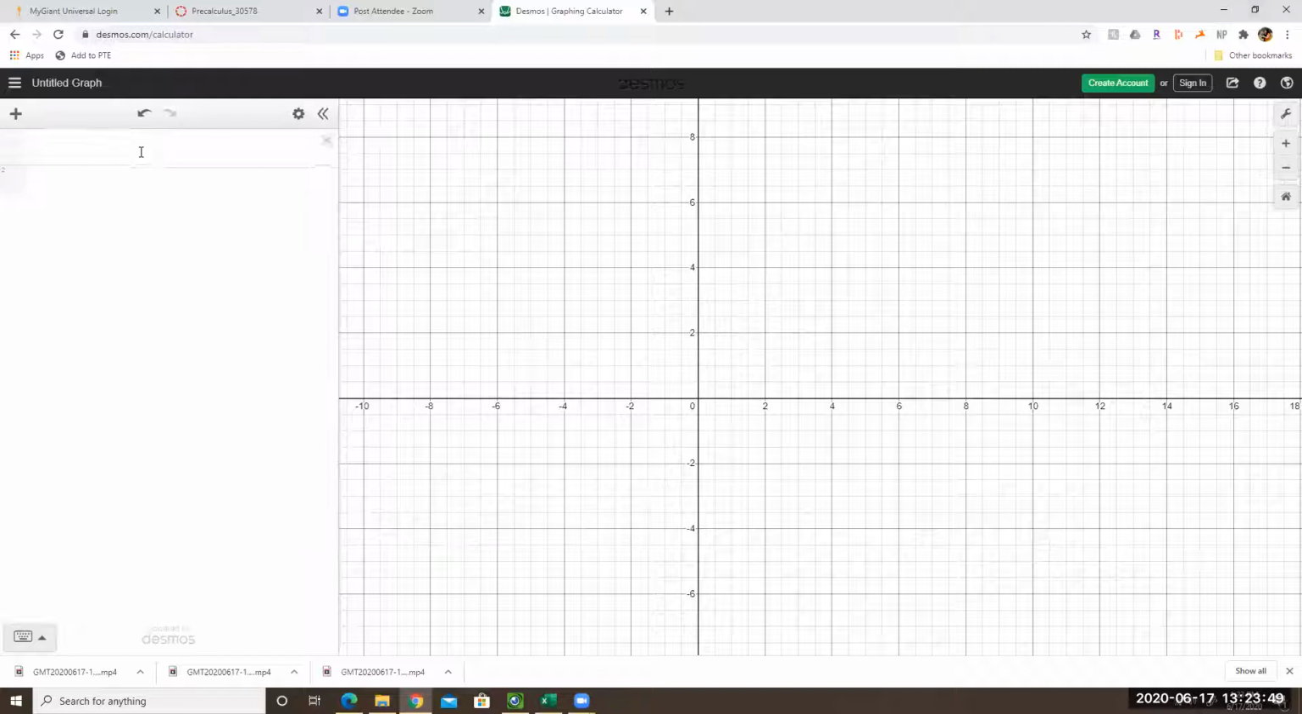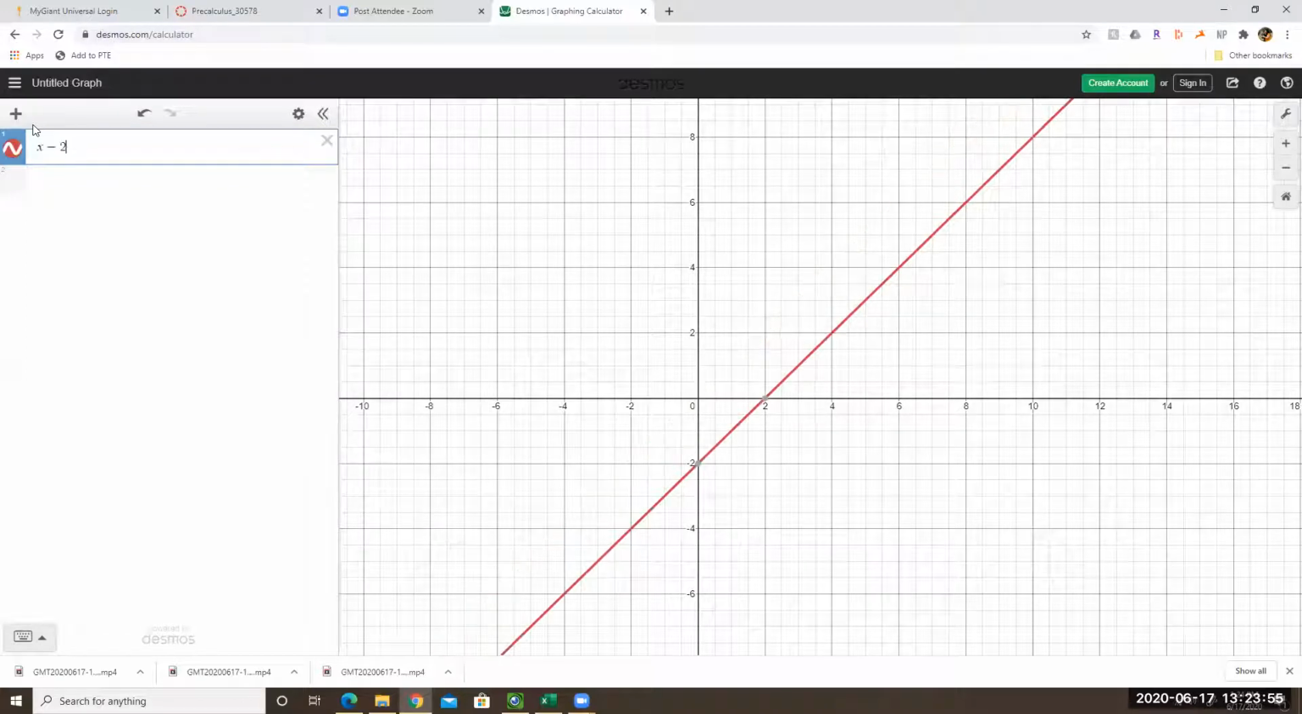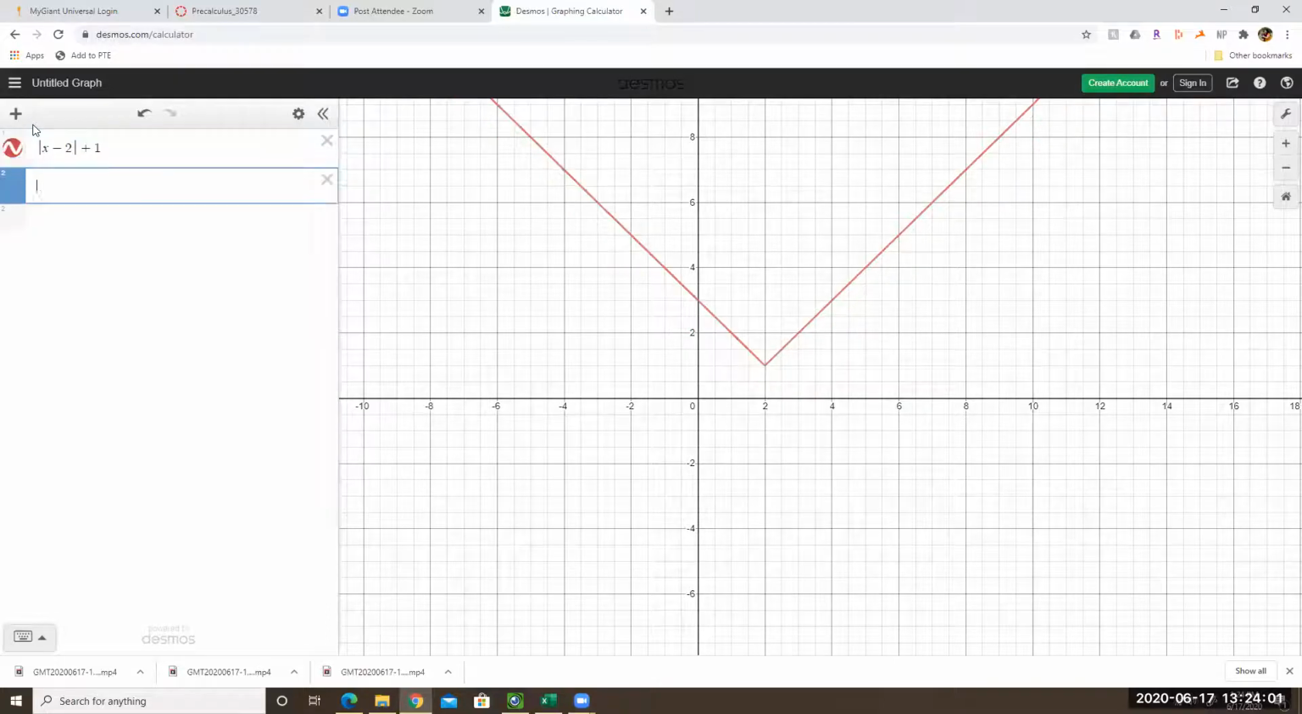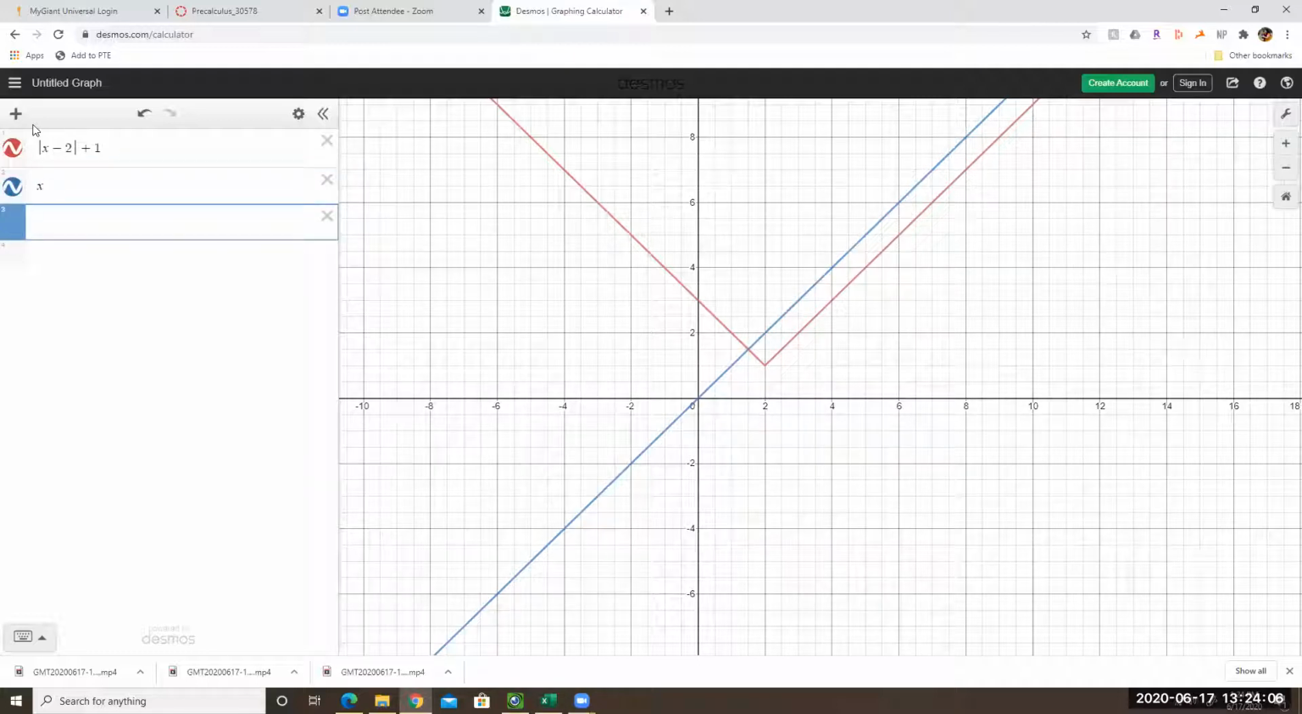So I'm going to graph a couple things. I'm going to graph the left-hand side, which was the absolute value of x minus 2, plus 1. And then I'm going to graph the right-hand side, which was just x. And the solution is where the graphs intersect, right? So there's the solution right there. And sure enough, 1.5, that's the same thing as 3/2, right? That's the solution.